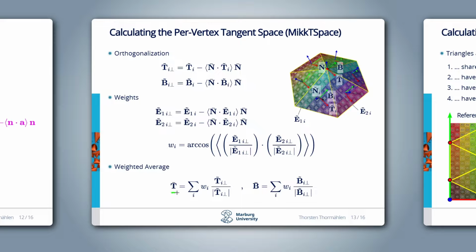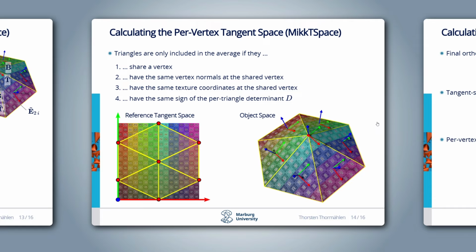Finally, we compute t bar and b bar by taking the weighted average over all adjacent triangles indexed with I. The tangent t bar is equal to the sum over all I, wi times the normalized t tilde I perpendicular, and accordingly for the bitangent b bar. The MikkTSpace approach specifies 4 rules when to include a triangle into the average.